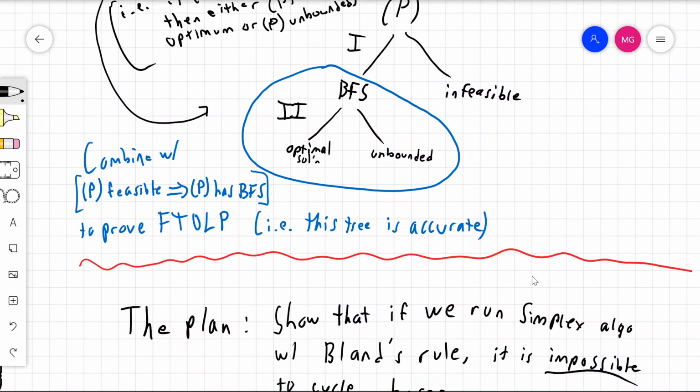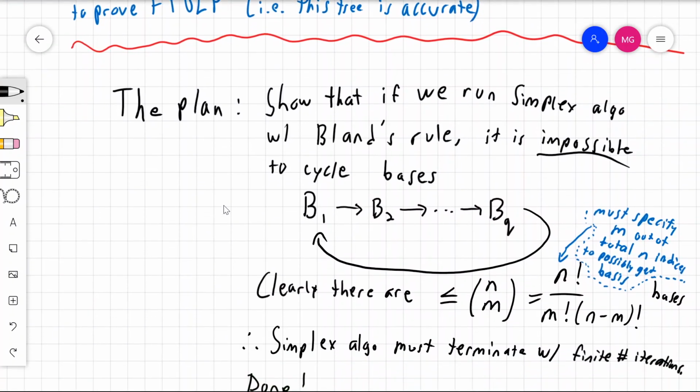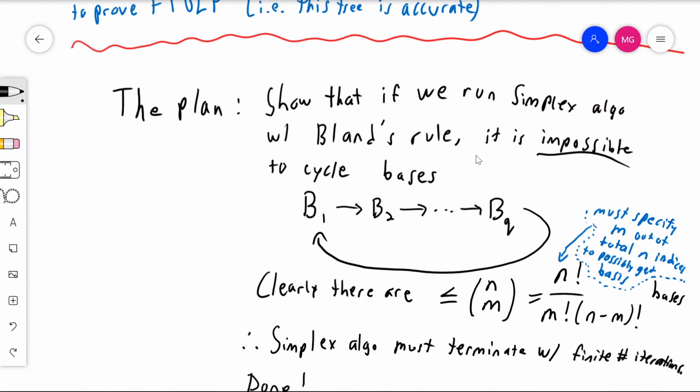Okay, so what's the plan? We're going to show that if we run the simplex algorithm with Bland's rule convention, it is impossible to cycle bases. That's what we're going to show.